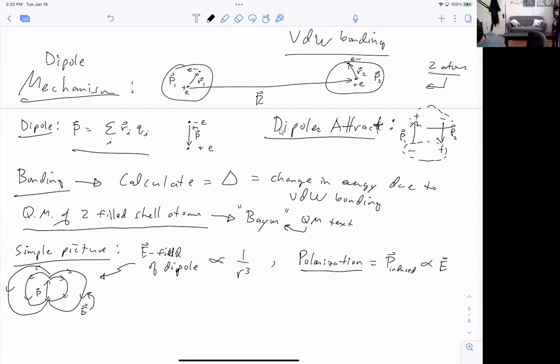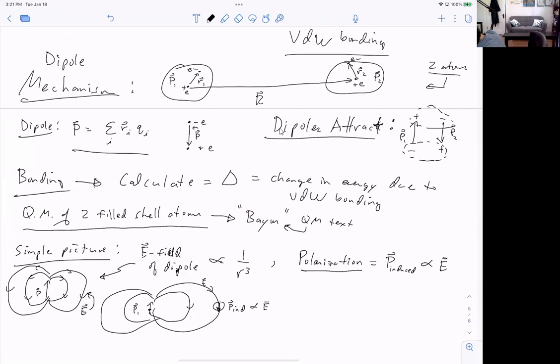So the bottom line is this. It's really quite cute. The idea is that if I have one dipole here, and another atom here, then this dipole field will induce a dipole, but the dipole now will be in the other direction because the E field is down at that point. So I'll call this P1, and I'll call this P induced in the other atom. And I know that P induced is proportional to E.